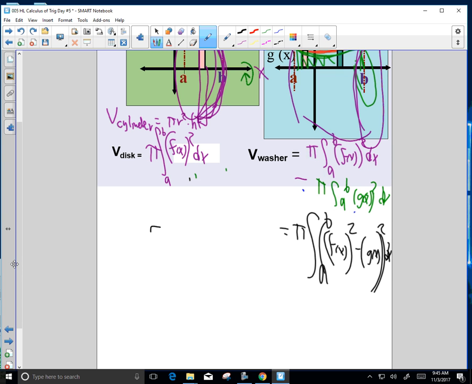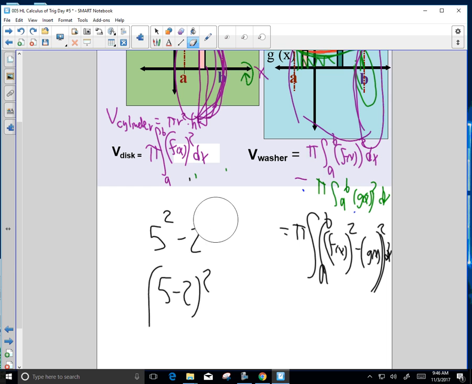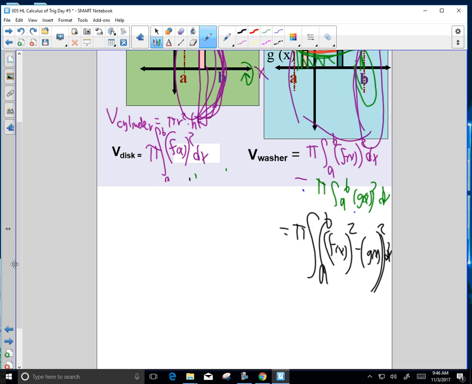Well, think of this. 5 squared minus 2 squared. Let's just take those two numbers. Is that the same as 5 minus 2 squared? 25 minus 4 versus 9. I mean, that's the simple way to explain it, but visually you could see that too. So this is kind of blobby.